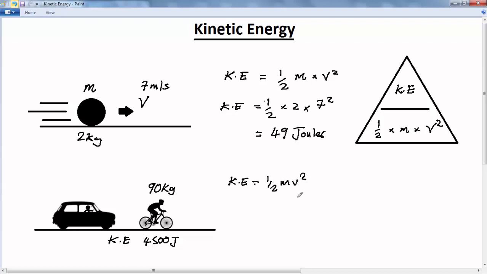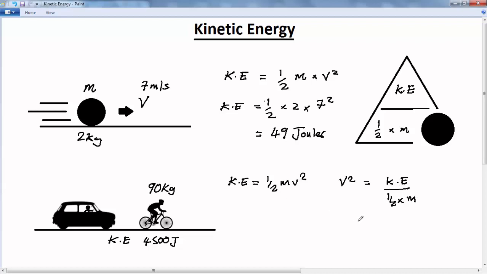And let's suppose you're not particularly confident about rearranging expressions, so you write out your calculation triangle here. You know that what you're after is the velocity, so you cover up the v squared there, and then you rearrange your expression in the form that you want. So that means you write v squared is equal to kinetic energy divided by a half times m.